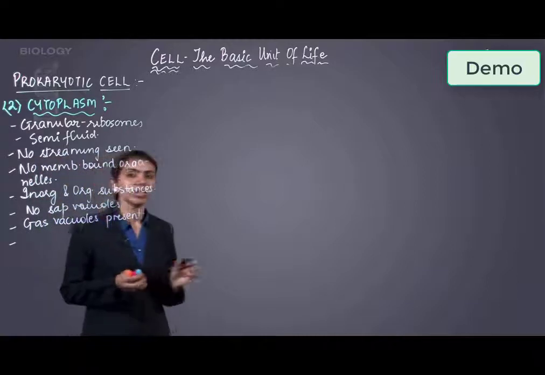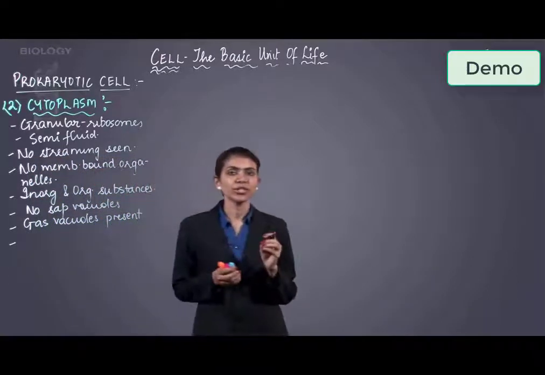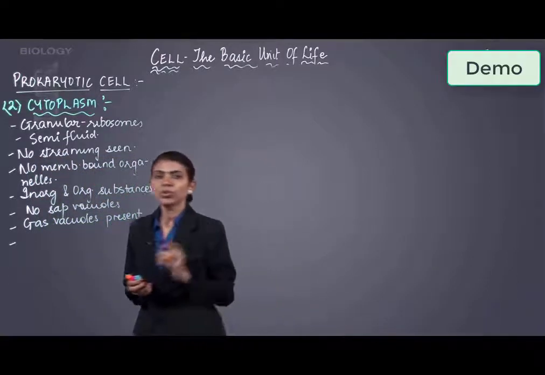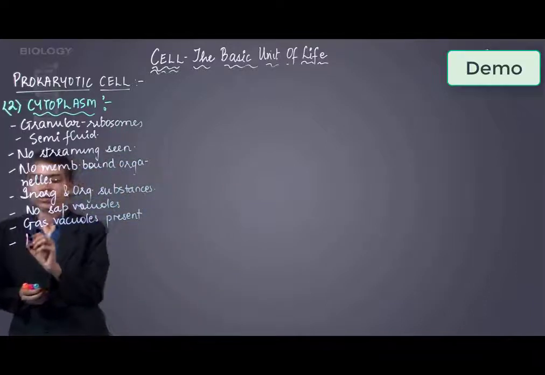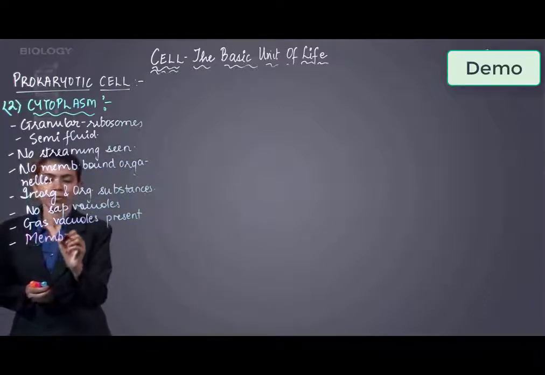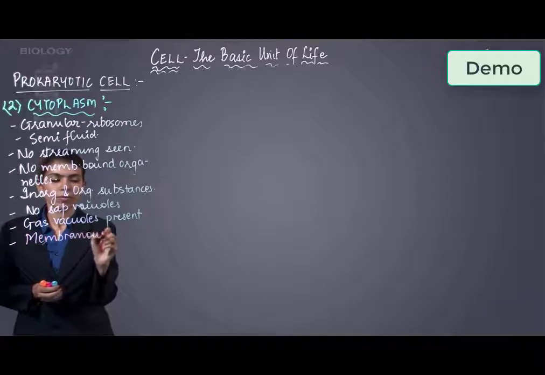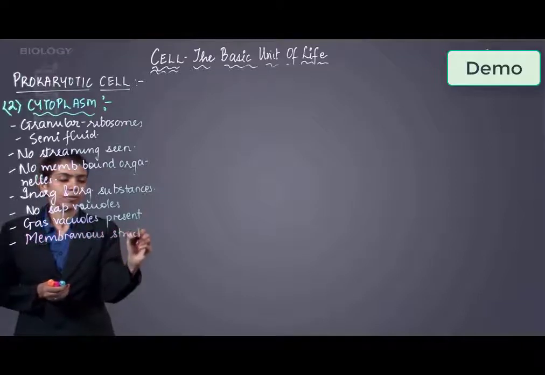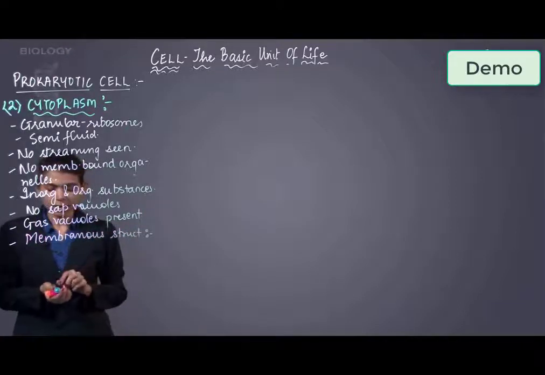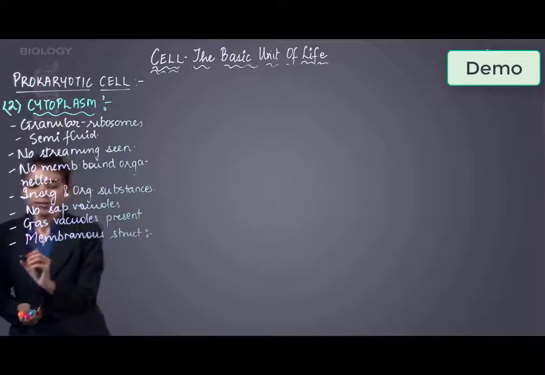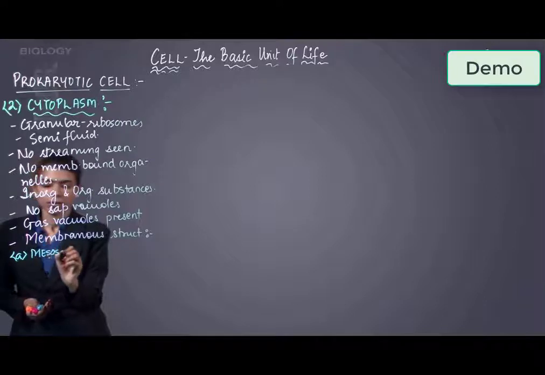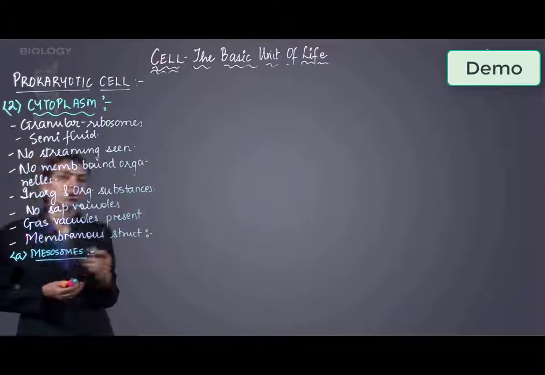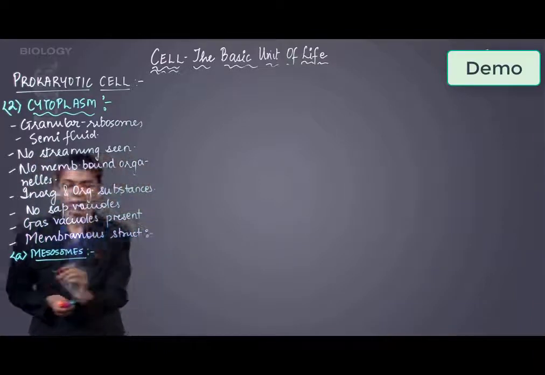Now, as I have mentioned, cytoplasm will show certain structures which are membranous. There are two such structures, so let us talk about them. The first membranous structure seen is called mesosomes. Mesosomes are basically invaginations or infoldings of the plasma membrane.